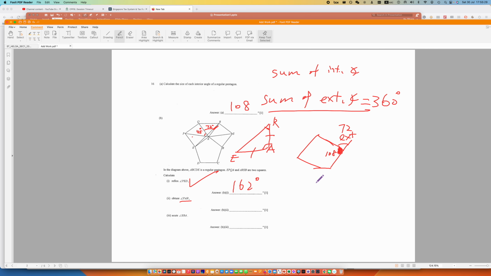So you have 5 interior angles, so that means you have 5 exterior angles. One of them is 72, right? So 5 times 72 will give you 360. By the way, the sum of exterior angles for all polygons is 360. It's just the way it is. So if you ever get this, then it's 360.